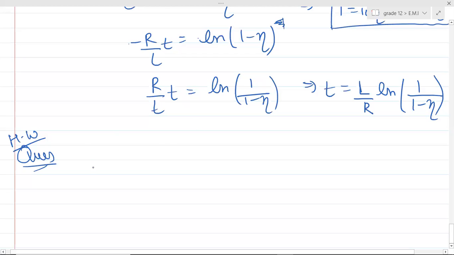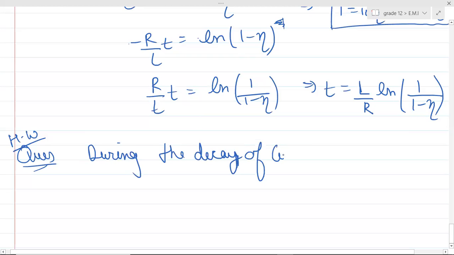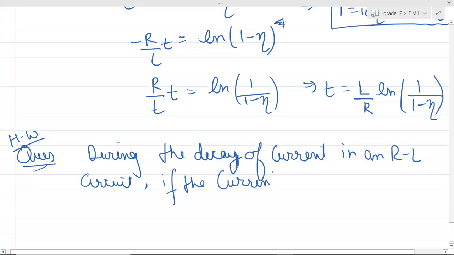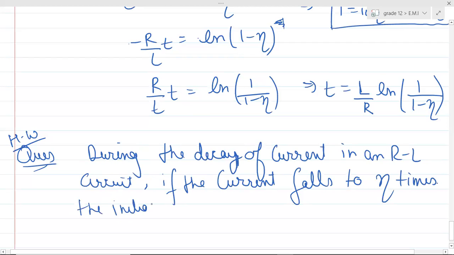Okay, during the decay of current in an RL series circuit, if the current falls to eta times the initial value, and obviously this eta will be less because it is falling to eta times, right? But here this eta has to be handled the same way. It is falling, right, so keep that in mind.